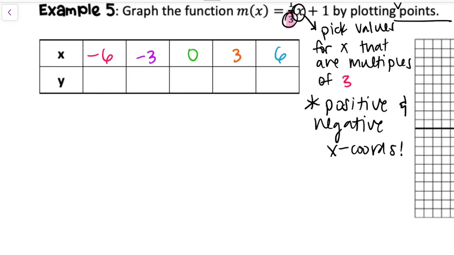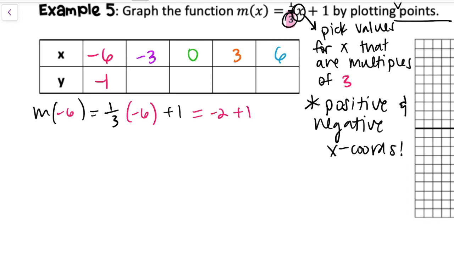Now, when we plot those points, we plug them in. So we can evaluate m of negative 6. And that's going to be 1/3 of negative 6 plus 1. Well, 1/3 of 6 would be 2. So 1/3 of negative 6 is going to be negative 2. Plus 1 is going to be negative 1.